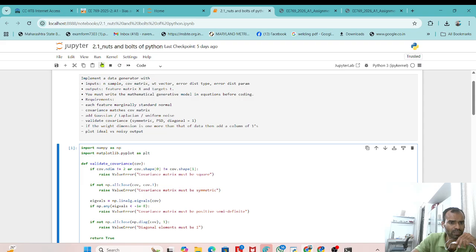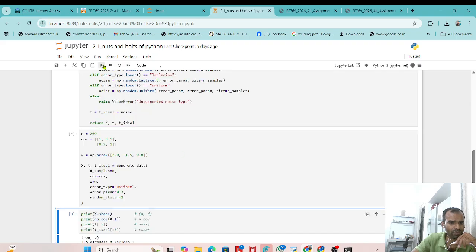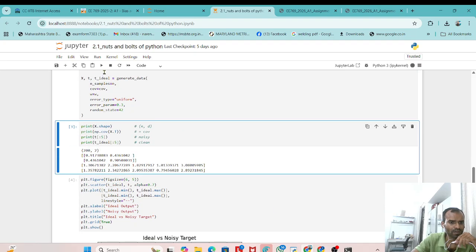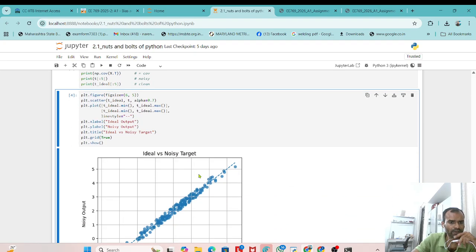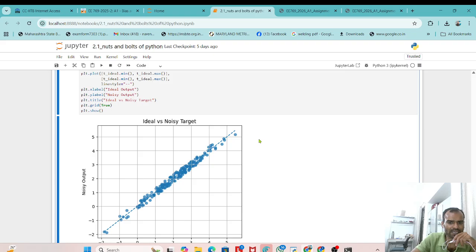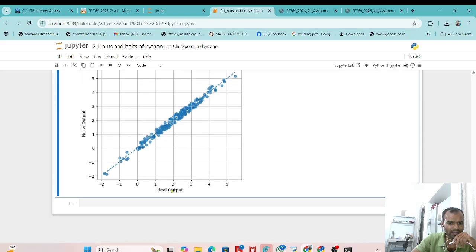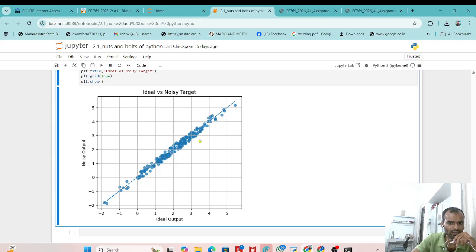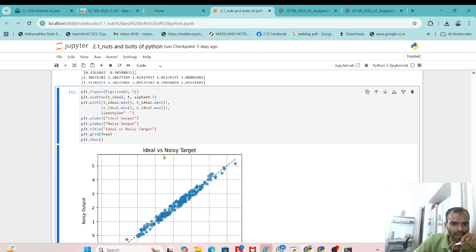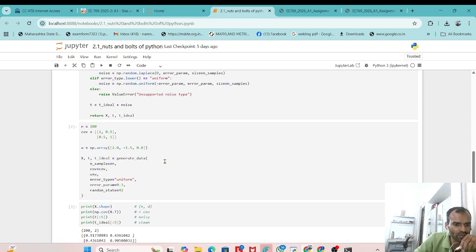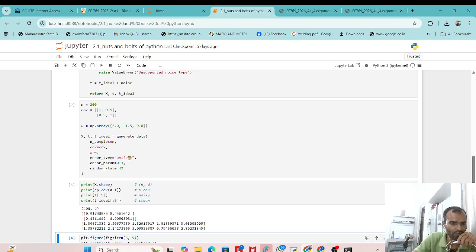So run this code. After running this code we will get this. By looking at only these things, most of the residuals stick very closely to the predicted line. So it is more or less the plot of the ideal output and the noisy output, and this is the plot of the uniform error type. It is the uniform error type plot.